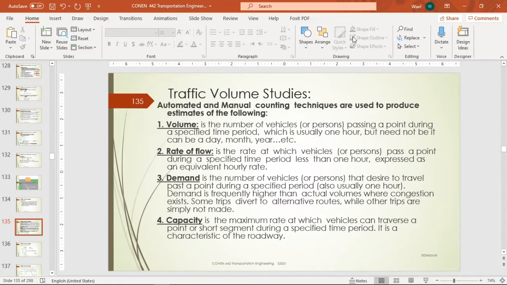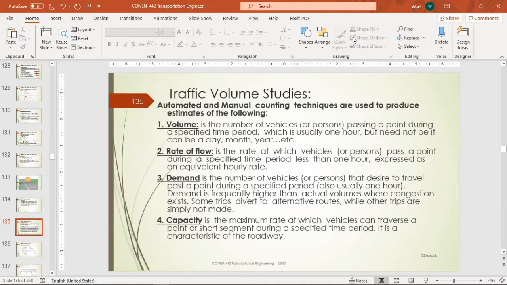Rate of flow basically is the rate at which vehicles or persons pass a point during a specified time period less than 1 hour. That means if we are counting flow rate for 20 minutes or for 15 minutes, that's a flow rate. Demand. What is demand? Demand basically is the number of vehicles or persons that desire to travel past a point. We need to understand the differences between volume, rate of flow, demand, and capacity.